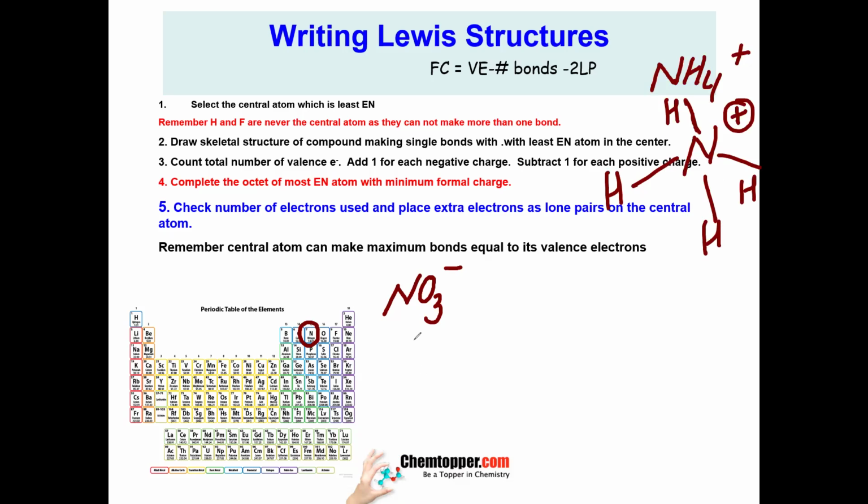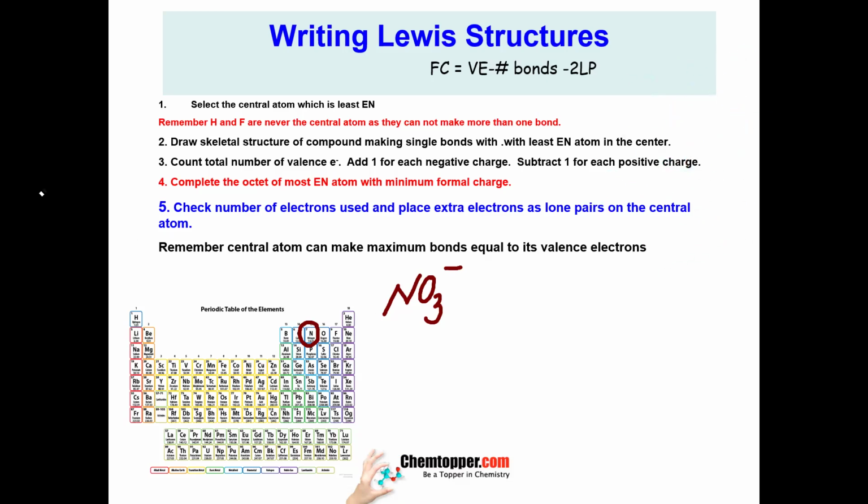Okay, so let's make the Lewis dot structure of nitrate. Central element, nitrogen. Make the skeleton. Rule number two, three oxygens. Complete the octet of the oxygen. Rule number, oh no, rule number three. Count the total valence electrons. Yes, all of you, please give me the total valence electrons here.